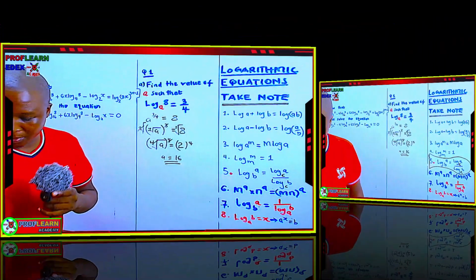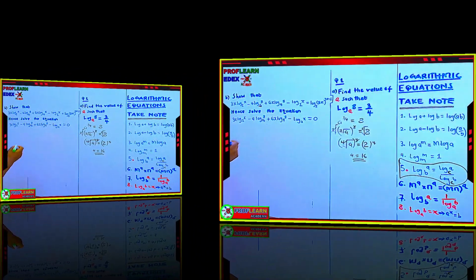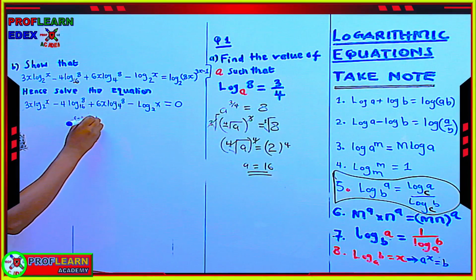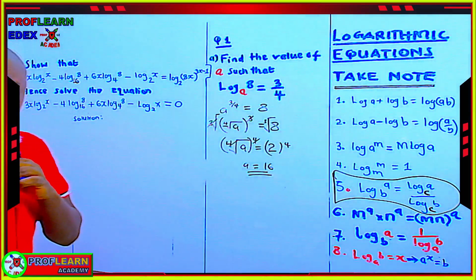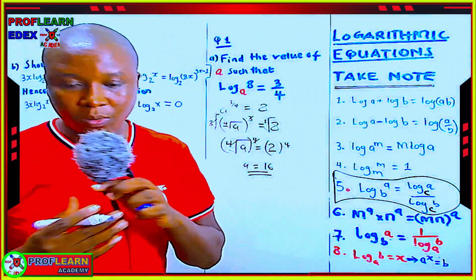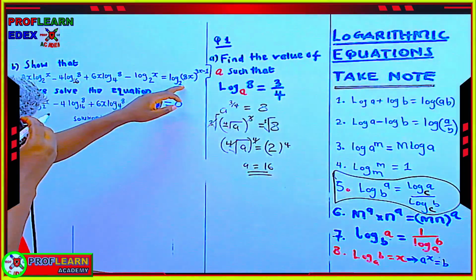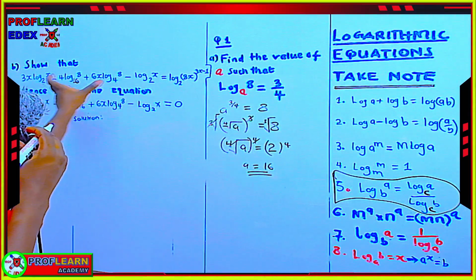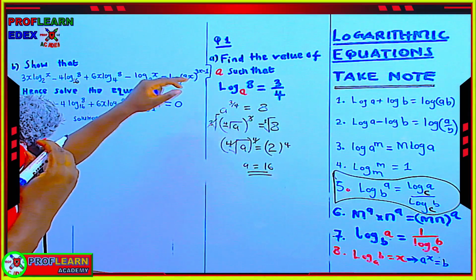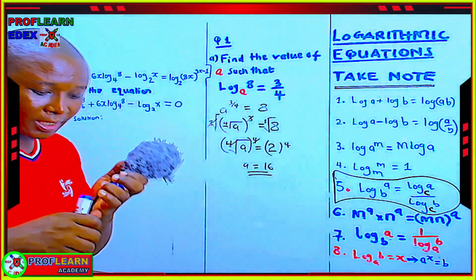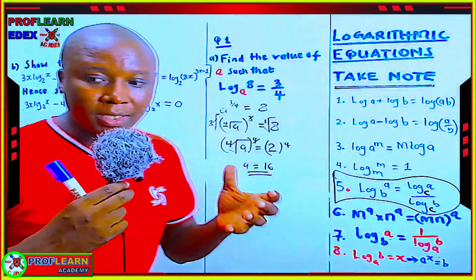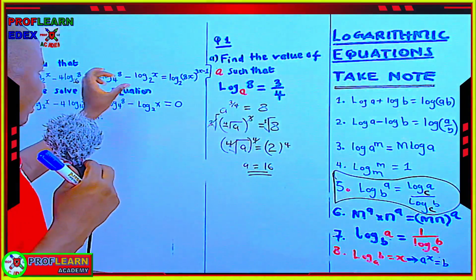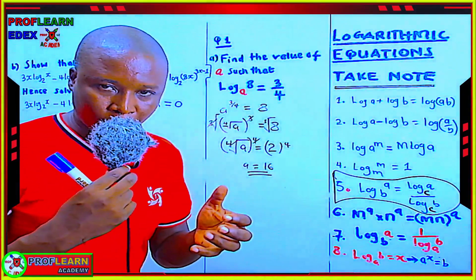Now follow with me here. In order to solve this question, because this question has base 2 at the end, and we are trying to show that this part we have on the left hand side is equal to what is on the right hand side, we are going to express every log that is here to the base of 2.